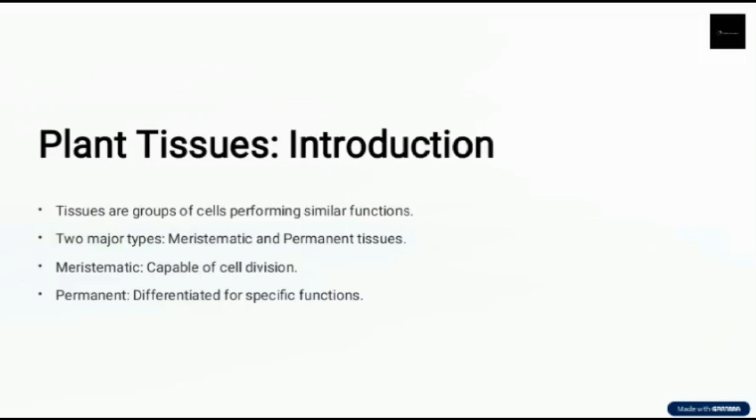Since this class started, we have mentioned phloem and xylem. Xylem is a group of cells that come together in charge of transporting water from the root to the leaf. Phloem is a group of cells responsible for transporting food from the leaf down to the root. So there are two major types of tissues in plants: meristematic tissue and permanent tissue.